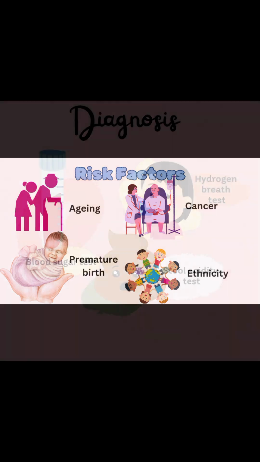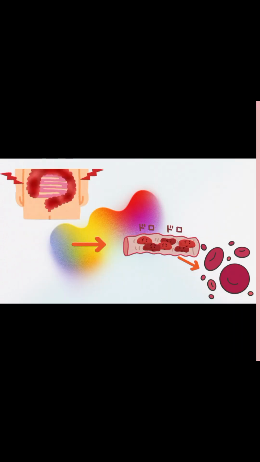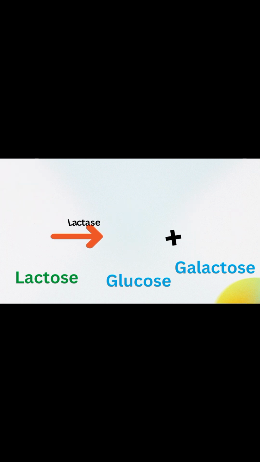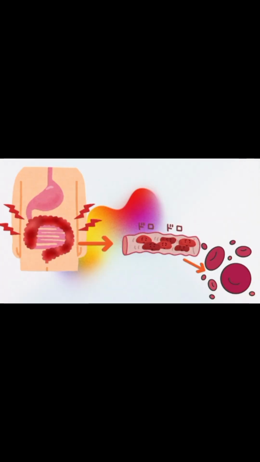Then comes the diagnosis part. So how are you going to diagnose? There are 3 main tests. First is blood sugar, second is the hydrogen breath test, and third is the stool acidity test. In case of lactose intolerance, your blood sugar level will never rise. Why? Because the lactose which was converting into glucose and galactose and getting absorbed into the blood is not getting absorbed now because it's not breaking down. So if you test blood sugar after a meal or after consuming milk, it will remain the same, which is not like that in normal cases.